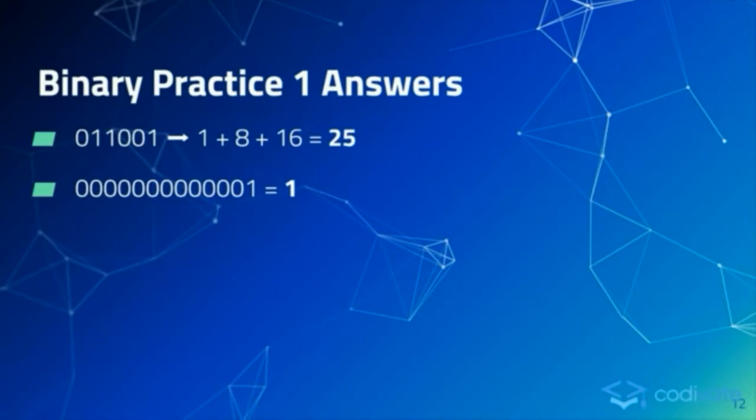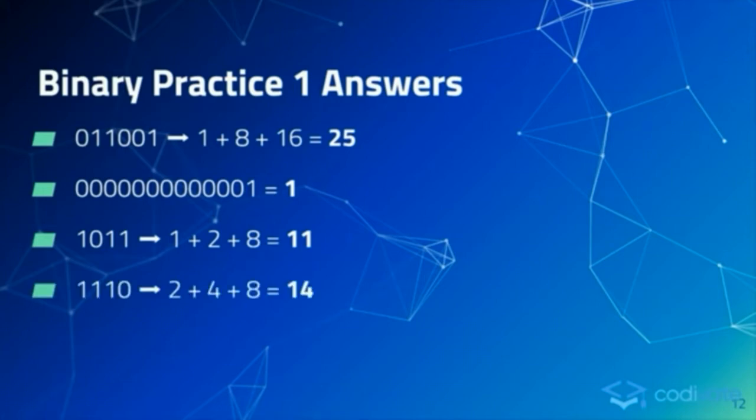Here, it is only a 1 in the 1's place, which means it is 1. Here it is 1011, which means there is a 1 in the 1's place, a 1 in the 2's place, and a 1 in the 8's place, adding up to 11. Here, there is a 1 in the 8's place, a 1 in the 4's place, and a 1 in the 2's place, adding up to 14. And here there is a 1 in the 32's place, adding up to 32.